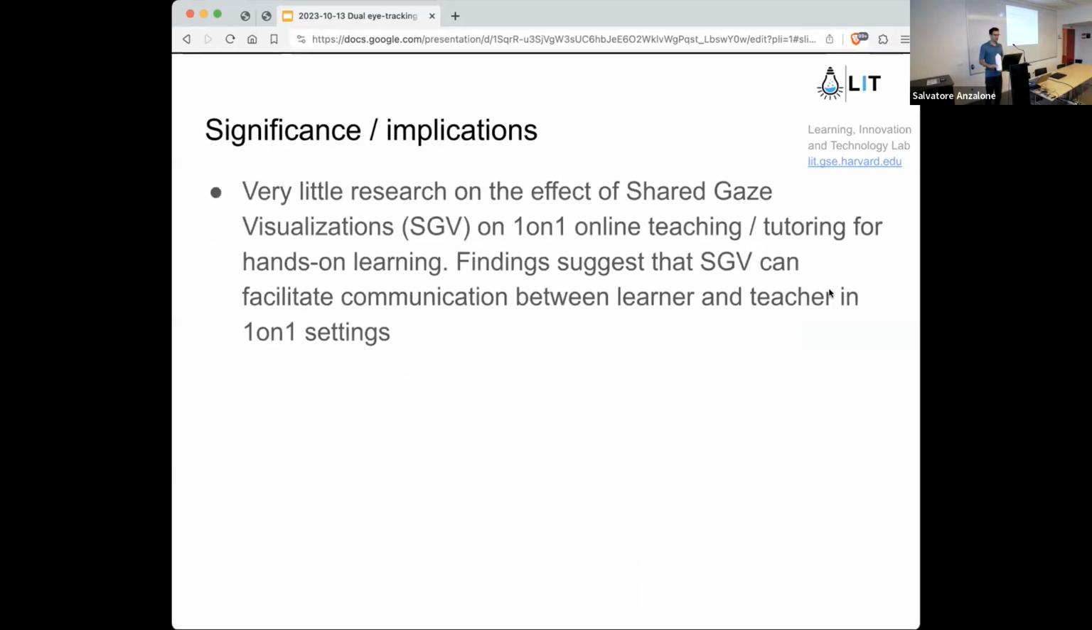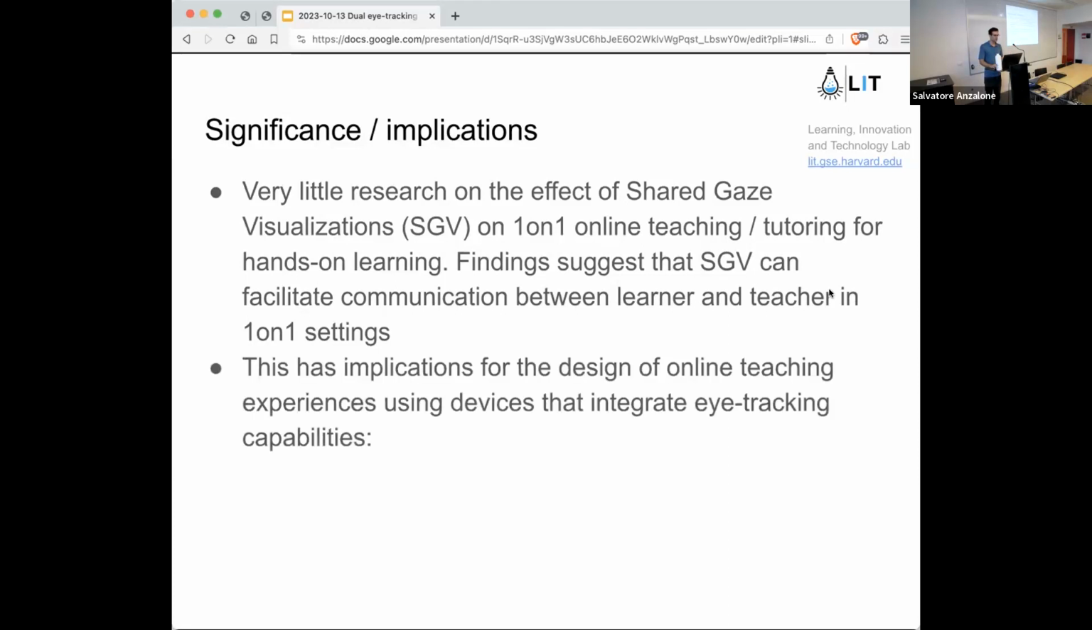So a couple of implications. Like I said, there's very little research on the effect of this kind of intervention on online teaching or tutoring, especially involving physical objects, not just 2D material on a computer screen. And those findings seem to suggest that this can help in those kinds of tutoring situations to help people better communicate and better understand what the other person is struggling with. And I think potentially in the next decade, this can have implications for the design of online teaching experiences because we're going to see a lot of new kinds of spaces emerge for teaching and learning.